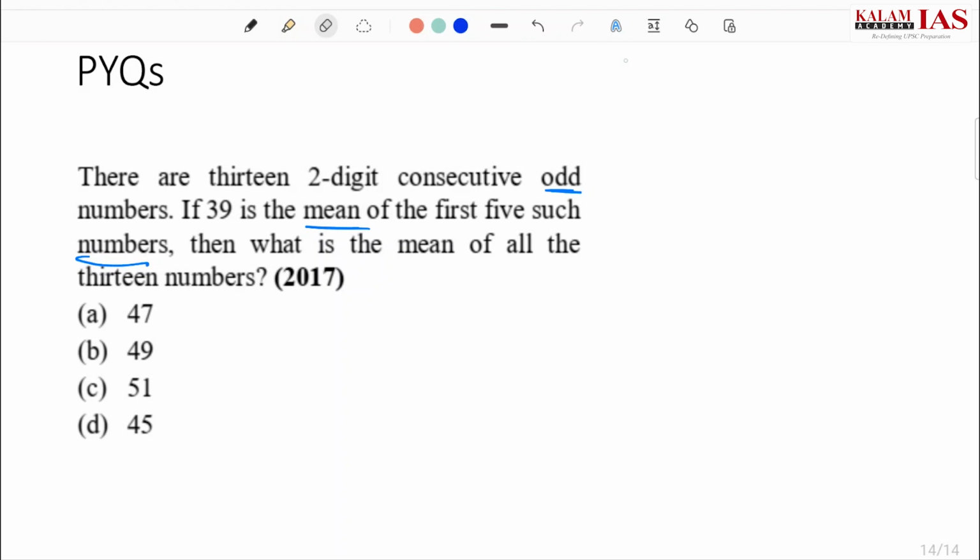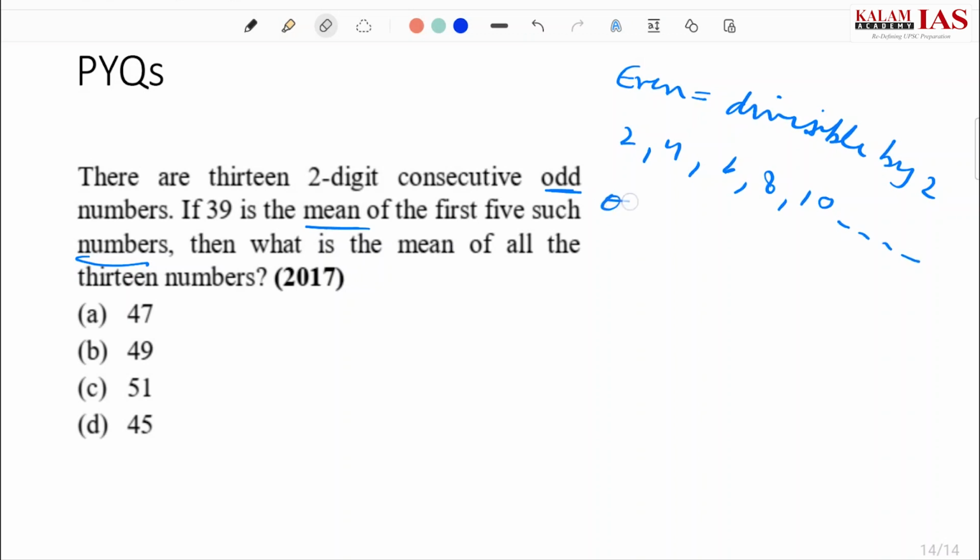I'll just summarize. Even numbers are those numbers which are divisible by 2, that is 2, 4, 6, 8, 10, etc., which are all divisible by 2. Odd numbers are not divisible by 2, that is 1, 3, 5, etc. So it is said that there are 13 two-digit consecutive odd numbers.